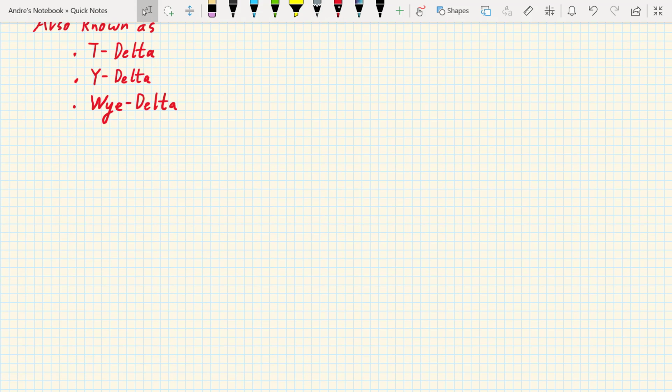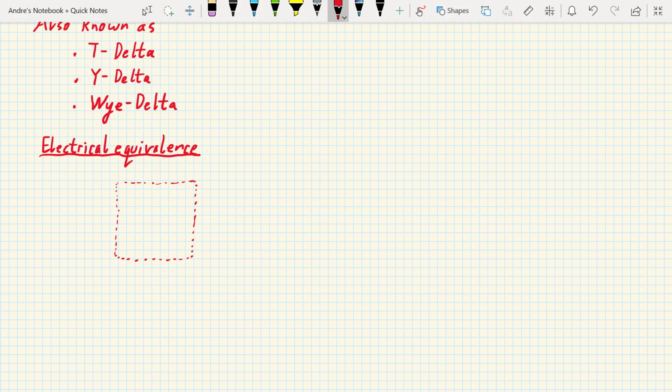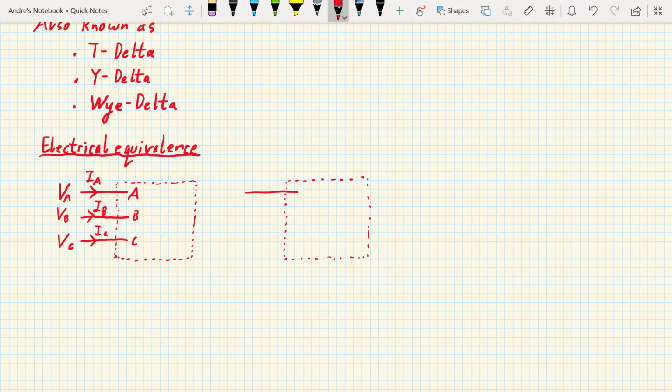In order to understand the star-delta transform, we need first to understand the concept of electrical equivalence. Suppose we've got two networks, 1 and 2, each of which are some configuration of resistors, but we don't know what these configurations are. There are three connections into these networks, A, B and C. For both networks, we apply voltages VA, VB and VC, and we measure the currents. For network 1, they're IA, IB, IC, and for network 2, they're IA bar, IB bar and IC bar.